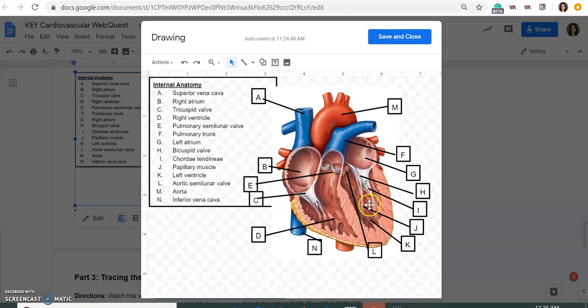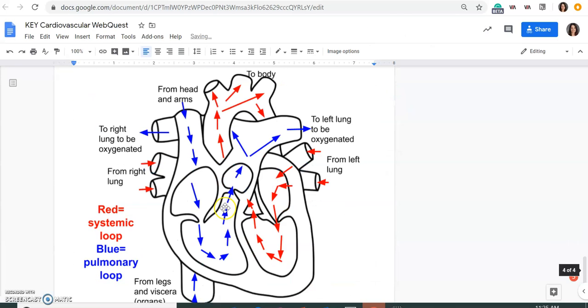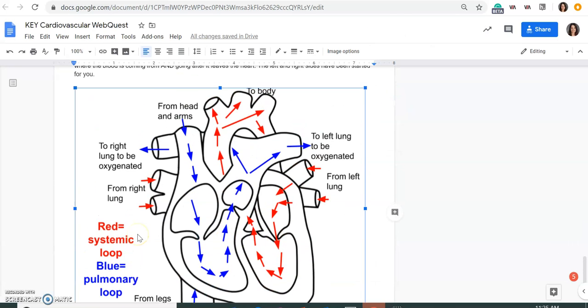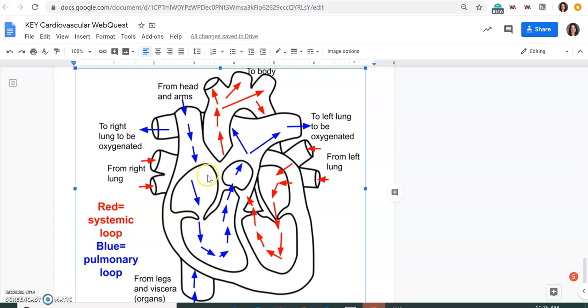Papillary meaning nipple shaped. All right, and then the last valve here, labeled with L, this is the aortic semilunar valve. Aortic because it leads to the aorta. All right, and the last picture, this is showing the flow of blood through the heart.